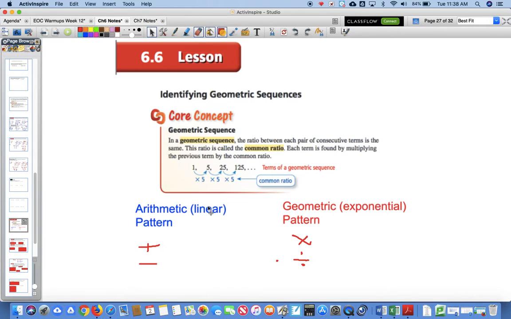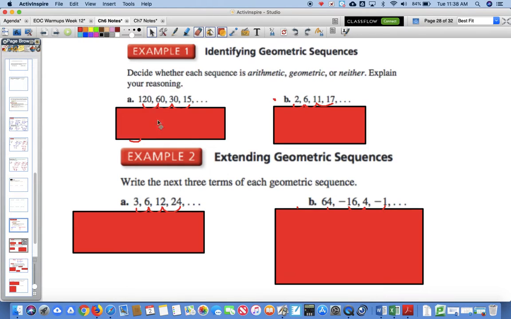In the past, we've looked at linear patterns, or what we call arithmetic, and those are adding and subtracting. Both of these patterns have to be the same number each time. If you notice here, they're multiplying by 5 the same time on each one. Okay? So let's see here. Decide whether each sequence is arithmetic, geometric, or neither.